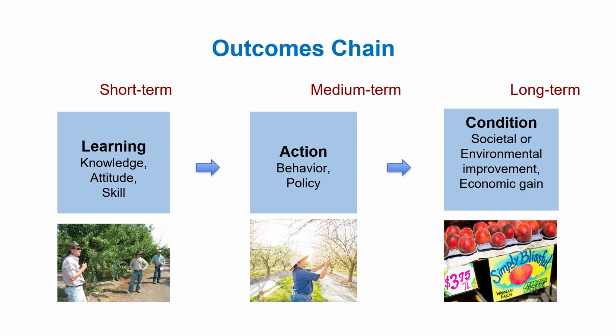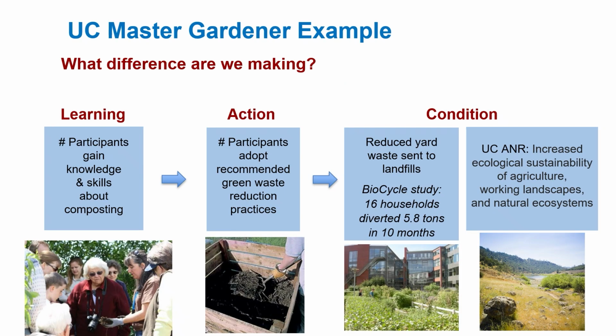So this is the assumed outcomes chain, right? This is just an example. Short term is knowledge, attitude, skill. Action is behavior, policy change. And then long term is condition change. So this is an example we've pulled from our master gardener. This is a real example.